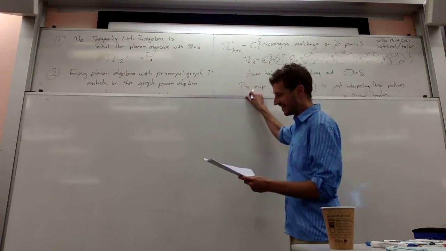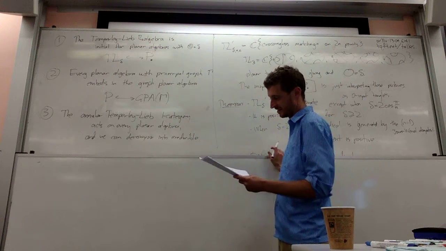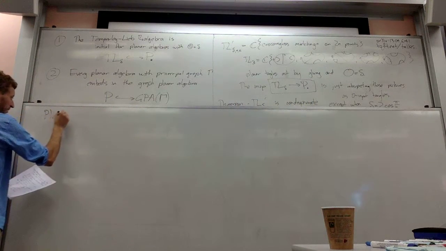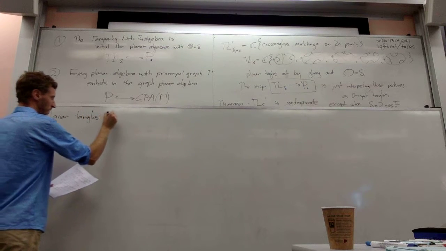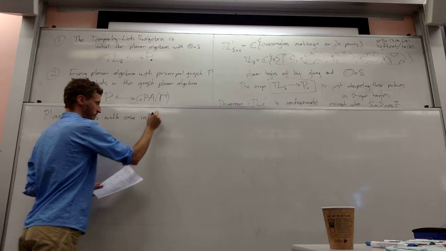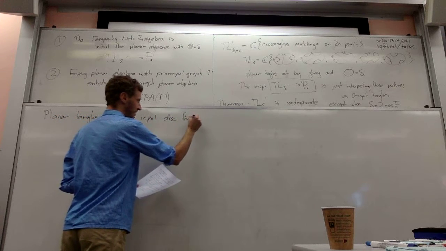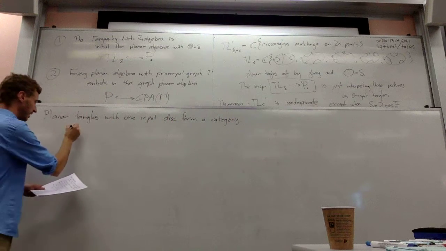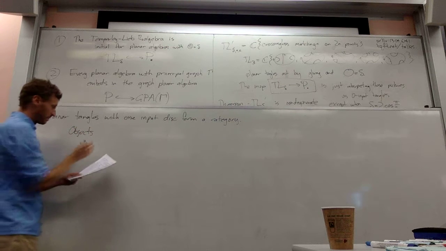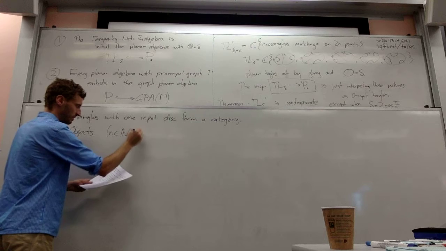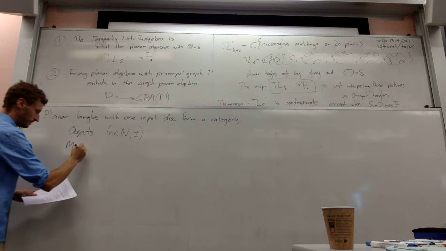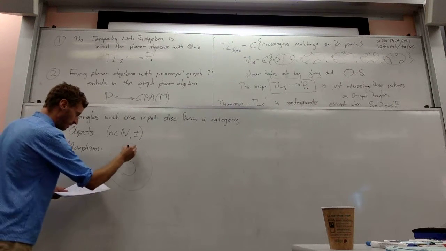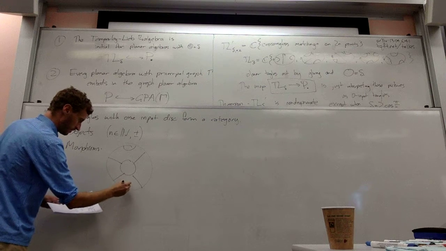Okay, so let's head on a little bit and just say what this annular Temperley-Lieb gadget is. So planar tangles with one input disk form a category. Okay, the number of boundary points on the circle gives you the object, and whether the marked point is shaded or not gives you a little bit more information. So what are the morphisms? The morphisms are just pictures. Like this.